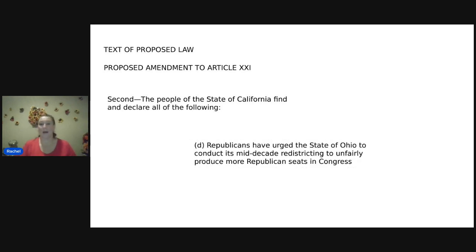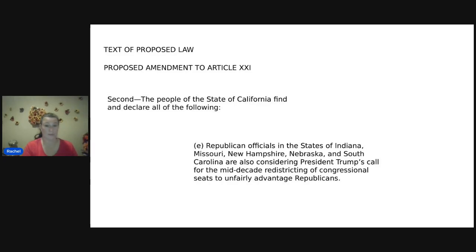D, Republicans have urged the state of Ohio to conduct its mid-decade redistricting to unfairly produce more Republican seats in Congress. E, Republican officials in the states of Indiana, Missouri, New Hampshire, Nebraska, and South Carolina are also considering President Trump's call for the mid-decade redistricting of congressional seats to unfairly advantage Republicans.